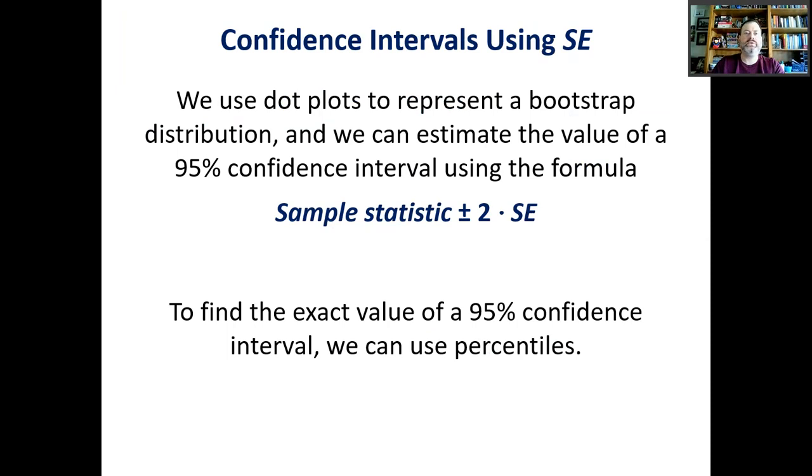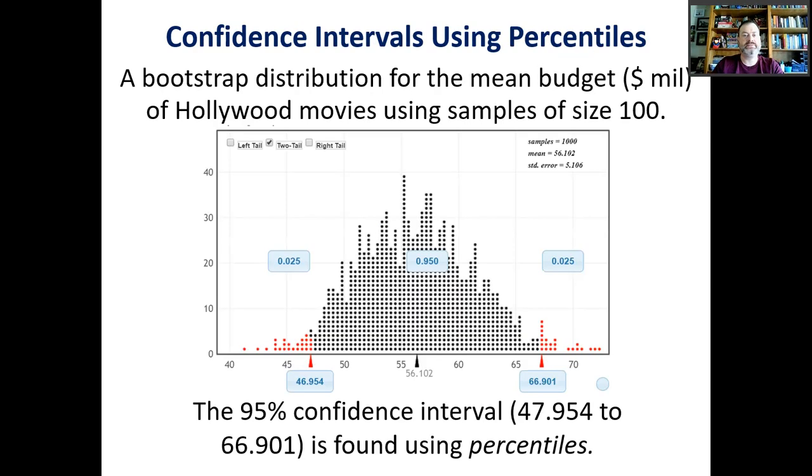Alright, so what we saw in the previous video is that dot plots represent bootstrap distributions, and we estimate the value of a 95% confidence interval using the formula, right? The sample statistic plus or minus 2 times the standard error. So this is an approximation formula based on the standard error, and the standard error really only works if we have a bell-shaped symmetric distribution. But we can use percentiles to find exact values of a 95% confidence interval. So this is a different technique. We're not using the formula. We'll be instead counting dots.